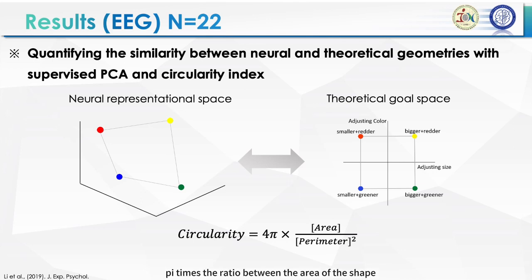It is 4 pi times the ratio between the area of the shape and the square of the perimeter. For a perfect circle, the circularity would be 1, and evidently it is affected by the number of points or edges in the shape. For a structure with only 4 points, such as the task goal space, the maximum value is achieved when it's a square and it's around 0.8. And with this metric, we can perform significance testing with permutation procedures, and circularity index would be the metric we use throughout our analysis as a measure for our two-dimensional geometry.